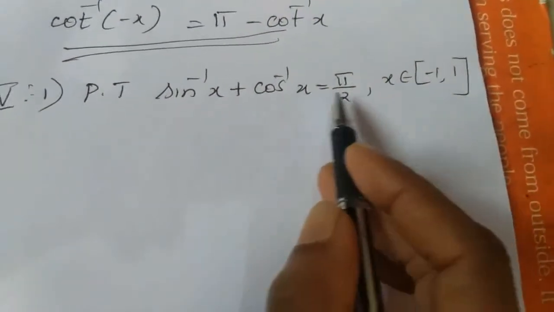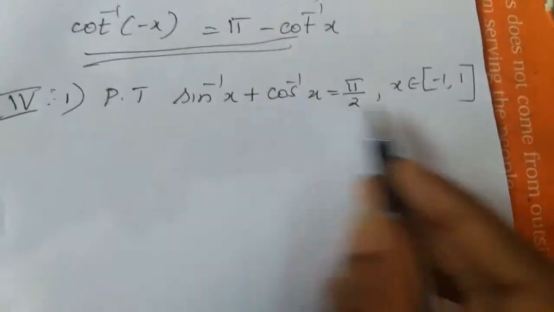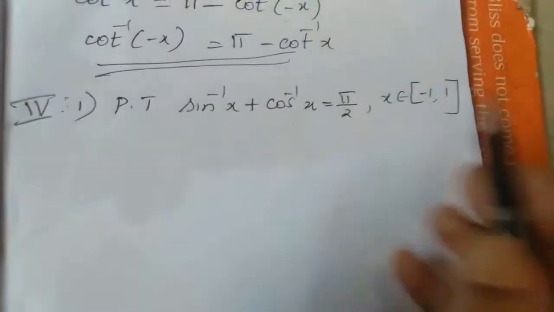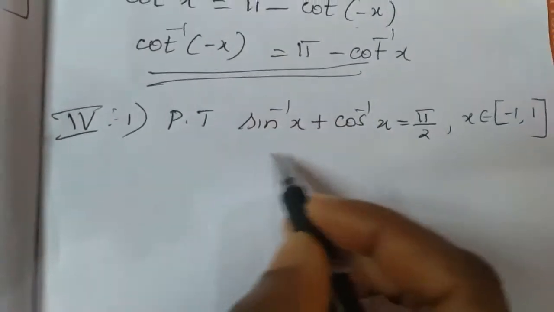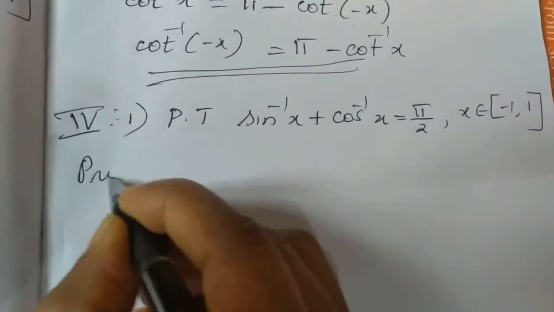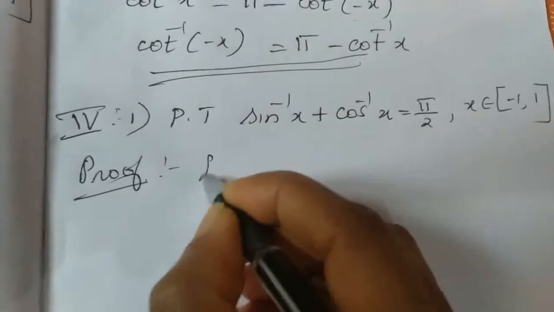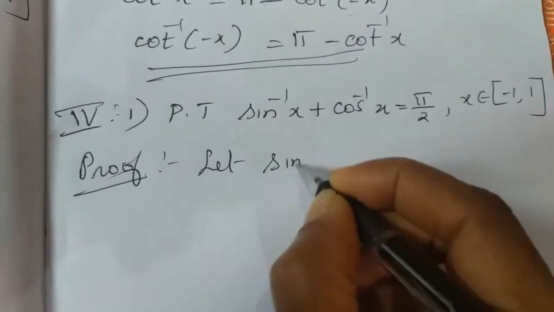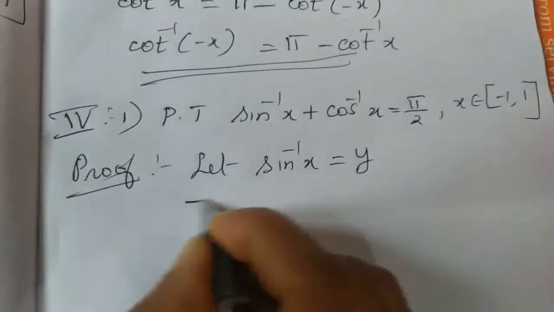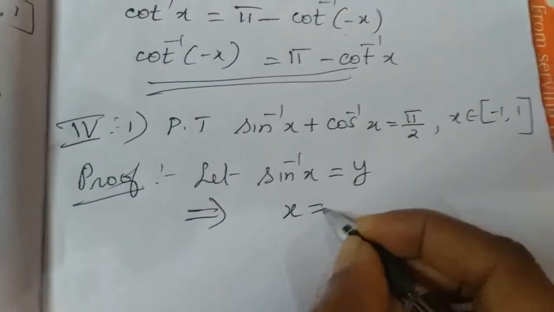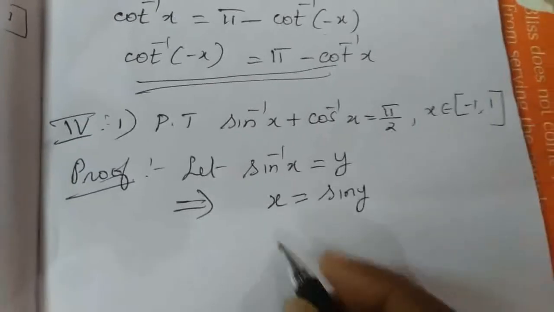Next one, show that sin inverse x plus cos inverse x is equal to pi by 2. Next property. Here the domain is x belongs to the closed interval minus 1 comma 1. Now call this term y. Let sin inverse x is equal to y. It implies x is equal to sin y.